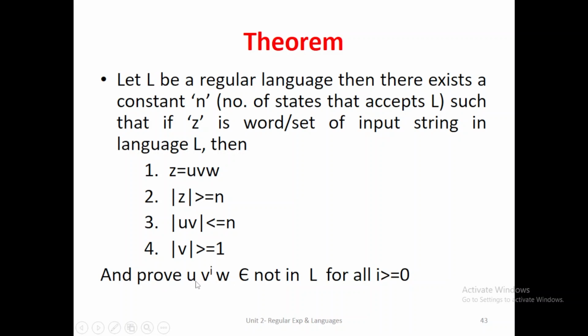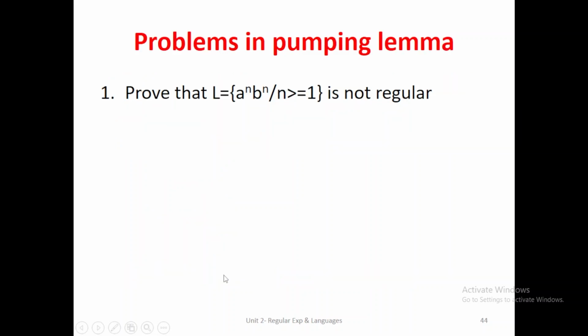The fifth condition is: you are framing the first condition as Z equal to UVW. Like that, you should prove it for U V power i W, but that U V power i W is not available in the particular language L, because U, V, W are substrings of Z. So if you try to form U V power i W, that should not be satisfied by L. That means this string should be a wrong string. In this way only you should prove it.